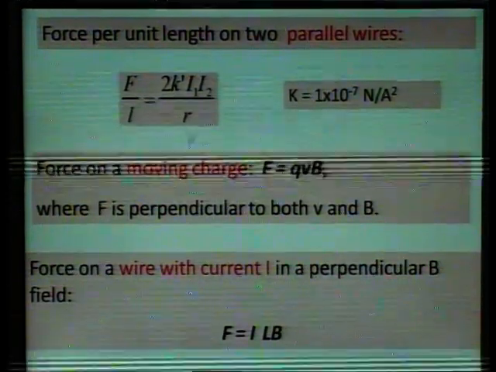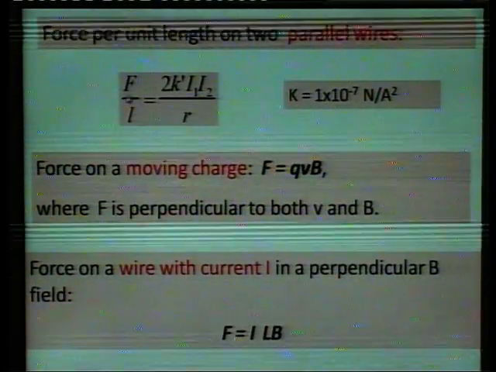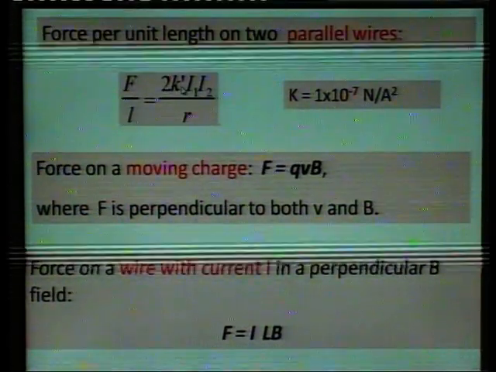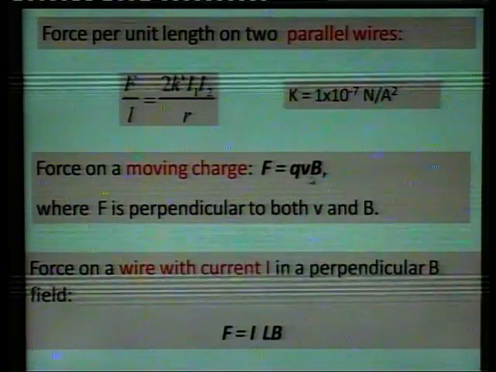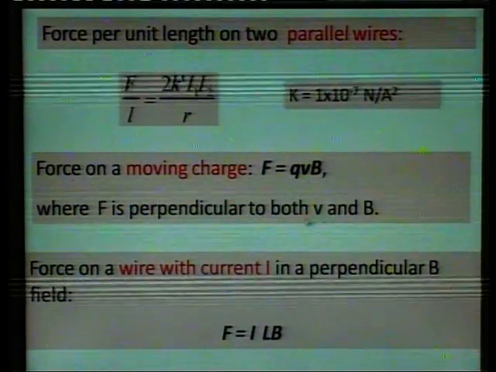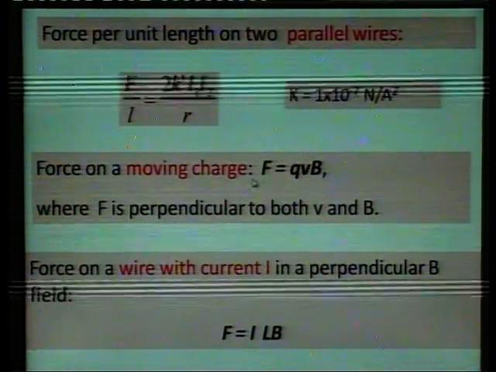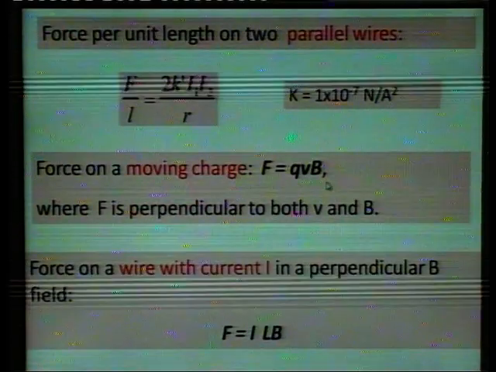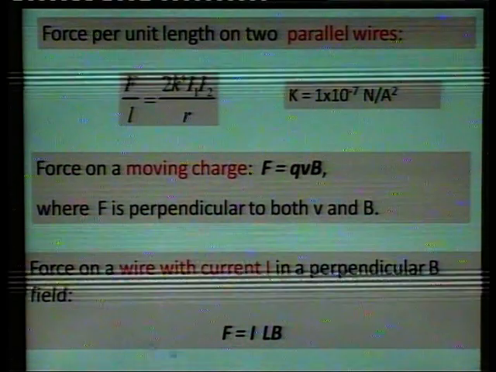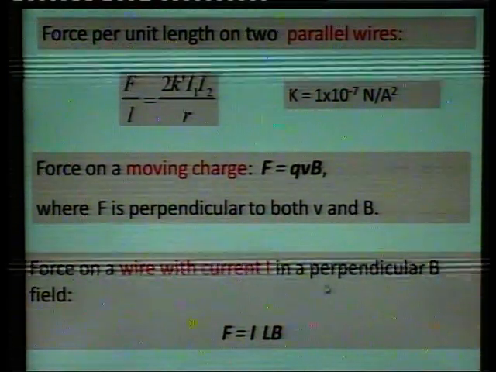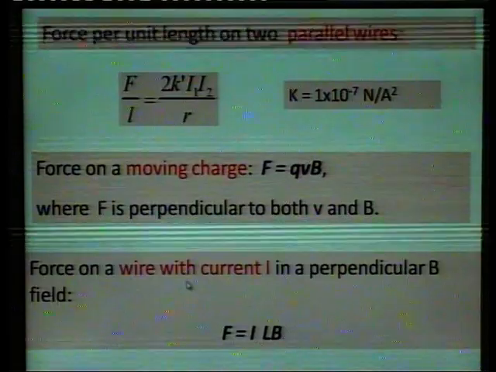So far we have discussed these three results. Force per unit length on two parallel wires is given as 2 k dash I1 I2 upon R, where k dash is a constant. Force on a moving charge, F is QVB, where F is perpendicular to both V and B. Here theta is 90 degree and sin 90 is 1, so we are left only with F is QVB. Similarly, force on a wire with current I in a perpendicular B field is BIL. Again here theta is 90 degree, sin 90 is 1, so we are left only with force is BIL.